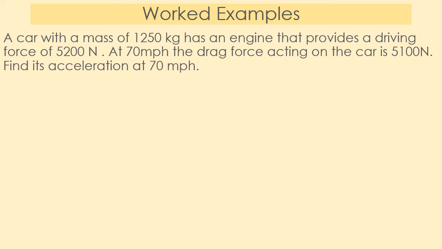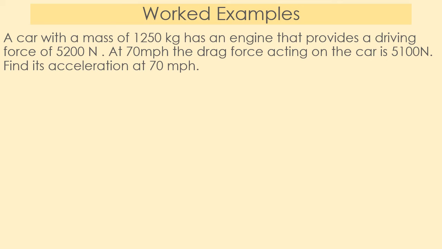So a car with a mass of 1,250 kilograms has an engine that provides a driving force of 5,200 newtons. At 70 miles per hour, the drag force acting on the car is 5,100 newtons. Find its acceleration at 70 miles per hour. Whoa, we've now got miles per hour. We all said that acceleration was in meters per second squared. And that's all right, it still is.